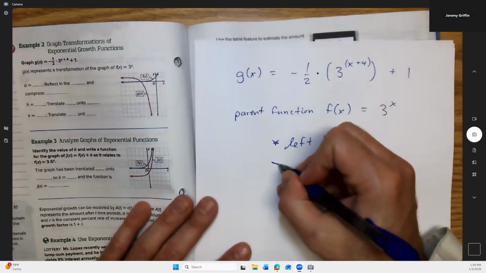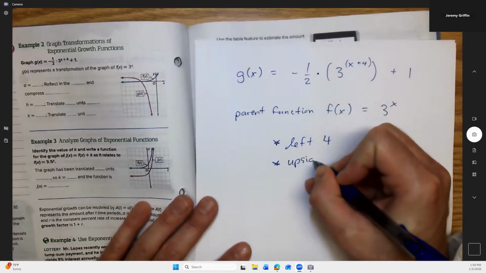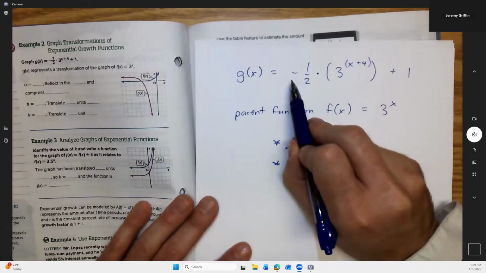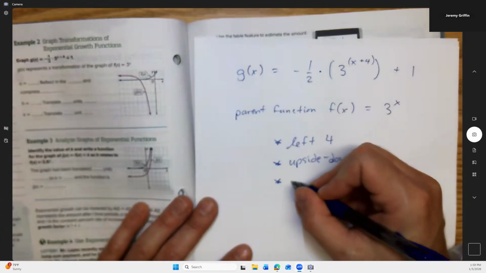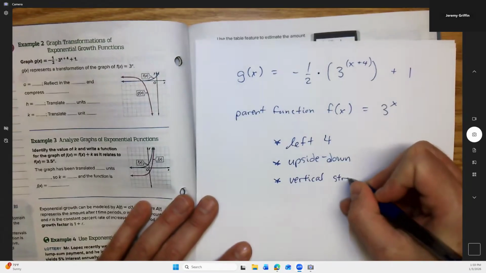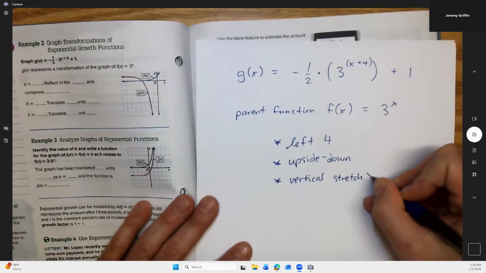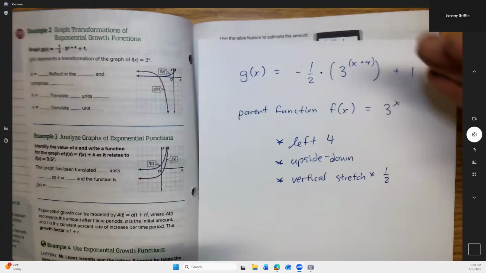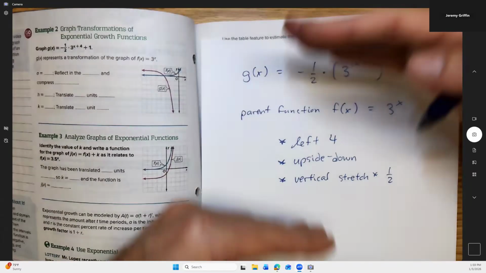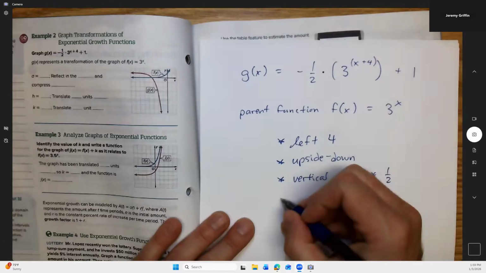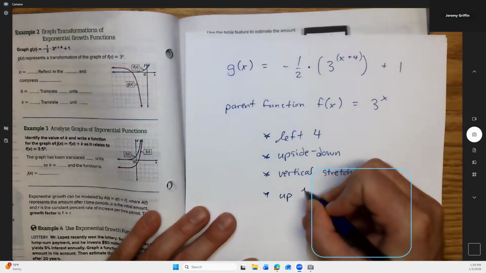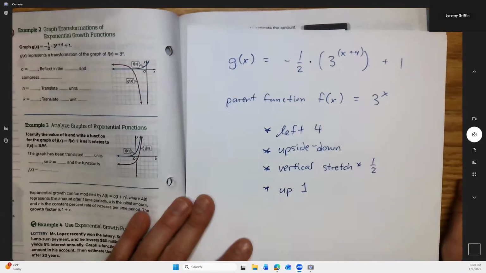I know it's going to be upside down because of this negative in front. It's also going to have a vertical stretch times 1/2, which is really like a vertical shrink, isn't it? That's what that 1/2 is doing. It's making it flatter. And then there's this plus 1 over here, so that would make it go up 1. And I think that covers all of them.